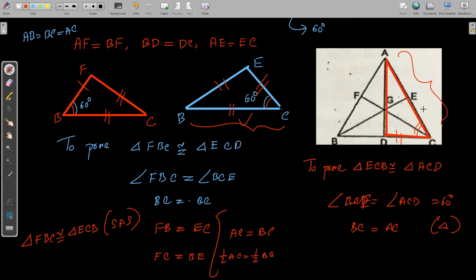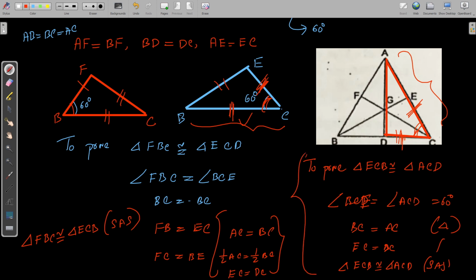Now half of AC we can write EC. That means EC will be what? Half of BC is what? DC. So we got the third point. So EC is equal to DC. Explanation we already showed over here. Now see, one side is equal to the other side, second side is equal to the second side, and the included angles are equal. So here we can say triangle ECB is congruent to triangle ACD, which axiom? Again SAS.